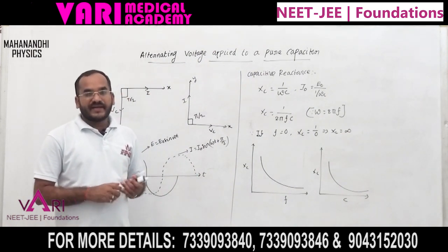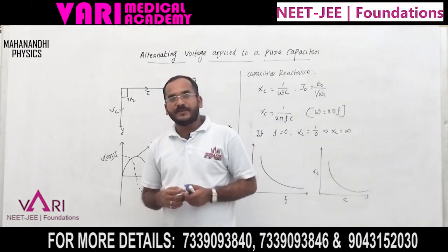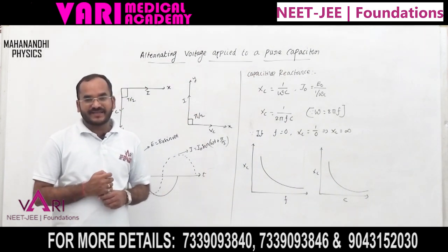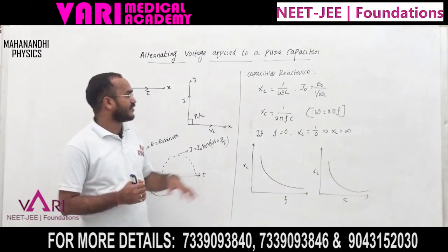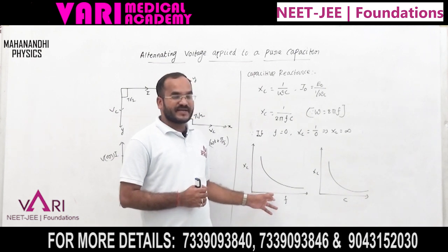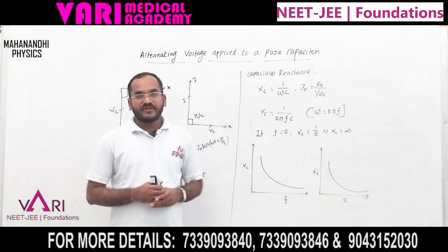This is the explanation of an alternating potential applied to a pure capacitor: the current leads, the potential lags, and the average power is equal to 0. The capacitive reactance is XC equal to 1 by omega C. The graphs of XC against frequency and XC against C are also represented. Thank you for watching this video.